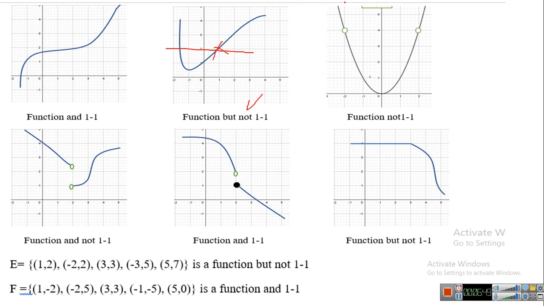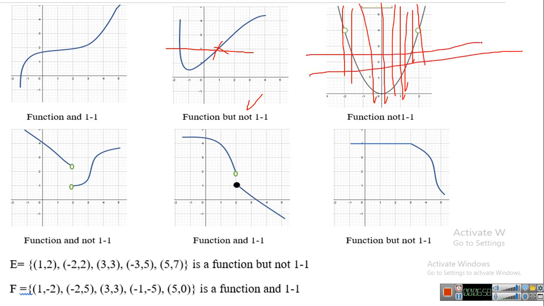Here, if you draw a vertical line, you have at most one point of intersection, so this is a function. But if you draw a horizontal line, you have more than one point of intersection, so it's not one-to-one, but it's a function. Here, first of all, this is a function, but not one-to-one, because if you draw here, you have more than one point of intersection.